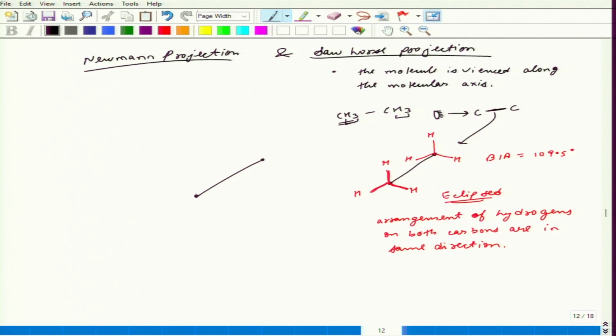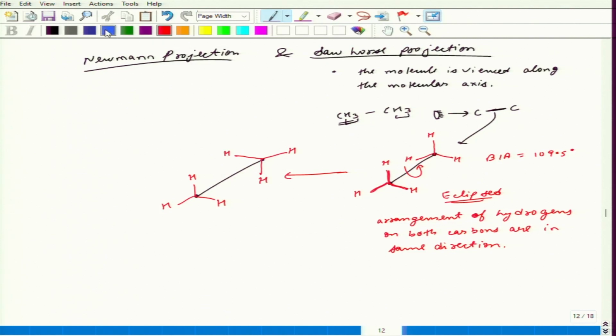Now, we have to plot 3 hydrogens on both the carbons. Keeping the hydrogens the same on the first carbon, though we can change this carbon also, but let us stick to this. We are not changing this carbon, but we are rotating this bond by whichever angle possible. And now there is a conformation like this that we will get.